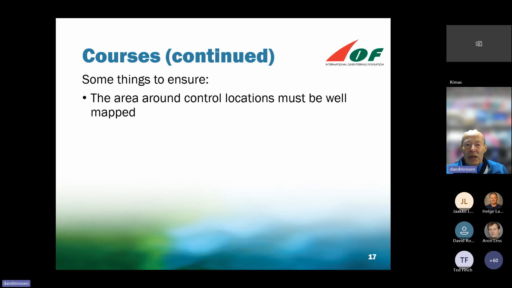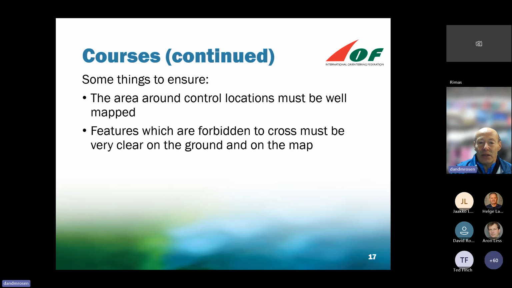The area around control locations must be well mapped. For next Sunday, there was one particular control which was perfectly well mapped if you were coming to it from the expected direction. But if you overshot, the map really didn't make any sense. So I at first said the control location couldn't be used, but the planner really wanted to use it. And in the end, we improved the map so that actually it was okay from all directions.